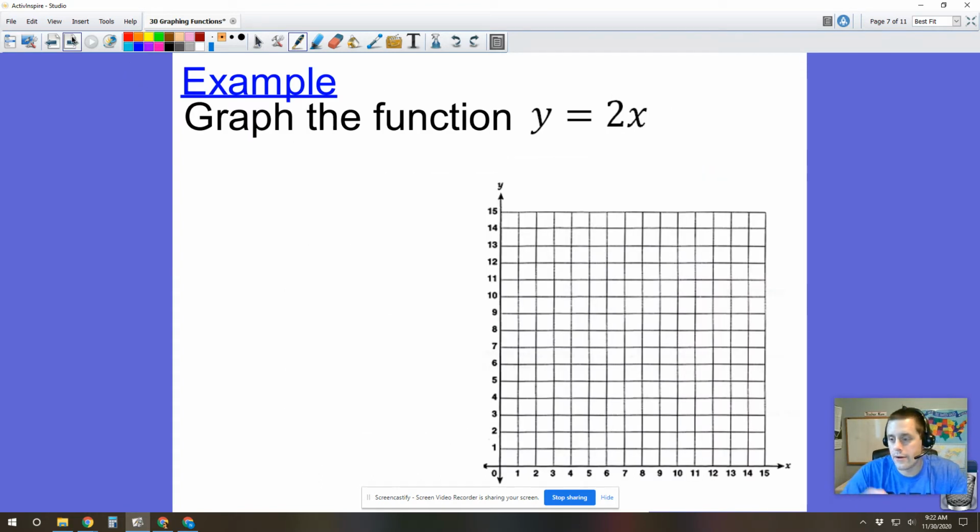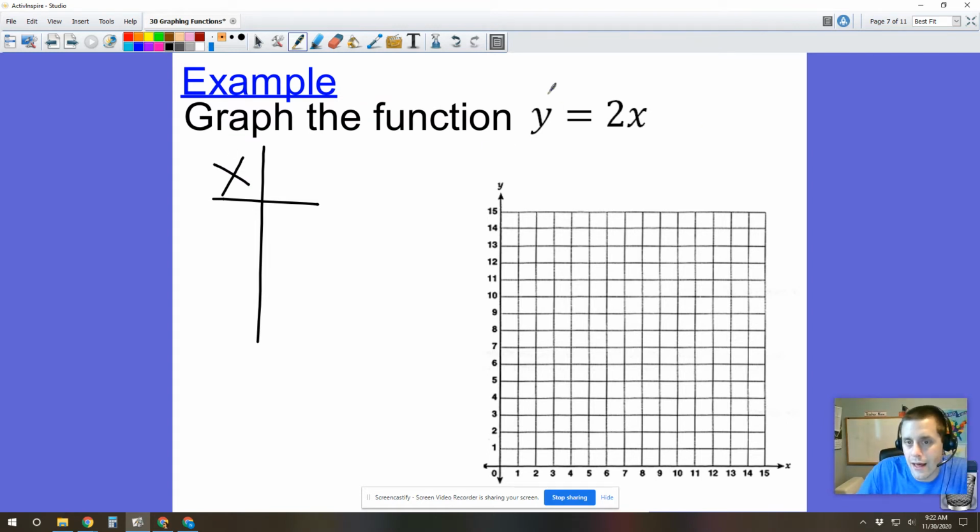All right, let's try another one out. Here we have the function y equals 2x. So let's walk through all the steps together. Step 1, we need to create an input-output table. So give yourself an input-output table. The input value is always your independent variable. It's the variable on the side of the equation where the calculation is taking place. So my independent variable, my input value, is x for this problem.